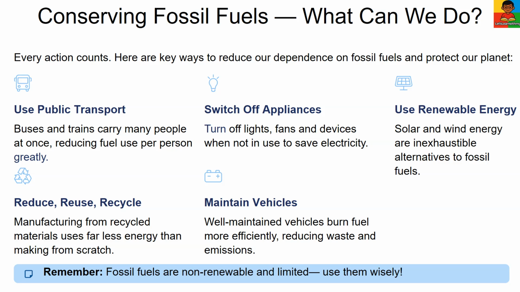Use public transport, as buses and trains carry many people at once, reducing fuel use per person. Switch off appliances such as lights, fans, and devices when not in use to save electricity. Use renewable energy, like solar and wind, as alternatives to fossil fuels. Reduce, reuse, and recycle, since manufacturing from recycled materials uses far less energy. Maintain vehicles, so they burn fuel more efficiently and reduce waste and emissions.